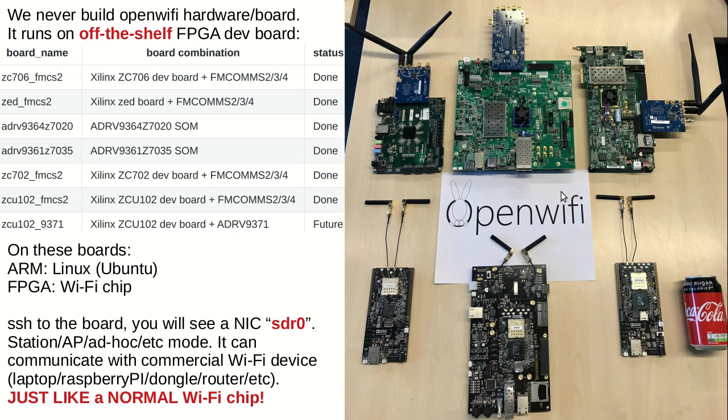The usage of the board actually is quite straightforward, just like Raspberry Pi. You download our design, flash the design to an SD card, plug in the SD card, and power on the board. Then SSH log in to the board via Ethernet. Bring up the software-defined radio Wi-Fi interface. The name is sdr0. After that, you can run hostapd or wpa_supplicant, any standard Linux Wi-Fi application. To start, use the software-defined radio Wi-Fi card just like a normal Wi-Fi chip.